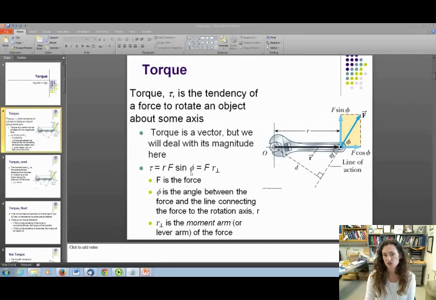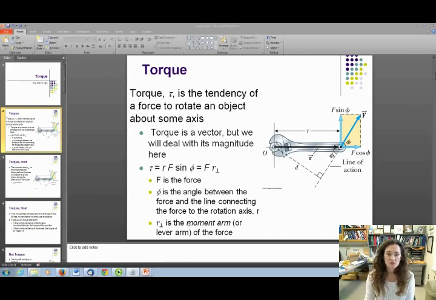Okay, let me define these terms. F is the force that causes the rotation. r is the line or distance that connects that force with the axis of rotation. And then phi is the angle between the force and that line that connects the axis of rotation, r. So these are the things that you can see in this drawing here.